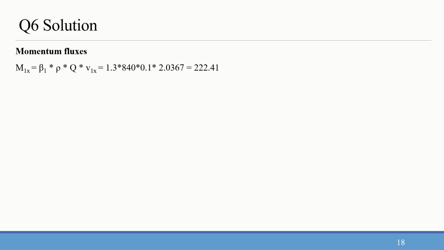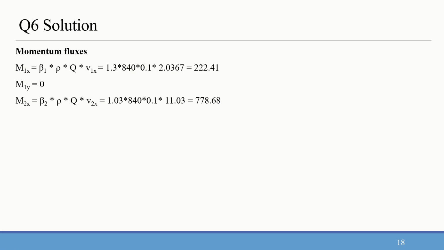On direct substitution, we get 1.3 into 840 into 0.1 into 2.0367. That gives us 222.41 for the momentum flux at the inlet in the x direction, whereas in the y direction it is 0. Similarly, for the x component momentum flux at the outlet section, we have beta into rho into q into v2x. Here we need to make that change.